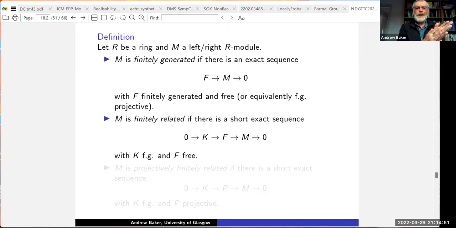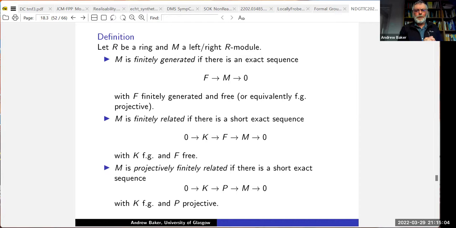It means you have a short exact sequence with a free module and a finitely generated kernel. And then there's another condition which isn't actually given, in fact, it's not mentioned in Lam's book, which is a very obvious, slight variation. You replace the free module in the middle by a projective module and insist on a finitely generated kernel. Okay, so those are conditions that come up all over the place.